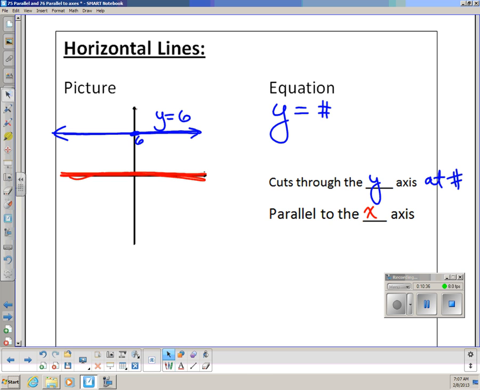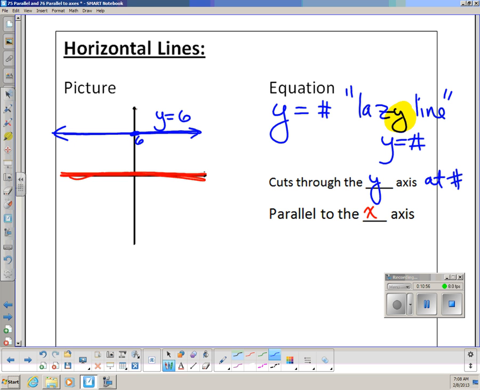Some people call this a lazy line because it's just so flat. Okay, and the reason why it's a good idea maybe to call it a lazy line is because you see the y in lazy becomes a y equals number for the equation. I like to think of it as it cuts through the y-axis at a particular number. So you got to tell me what that number is. Just say y equals 6.